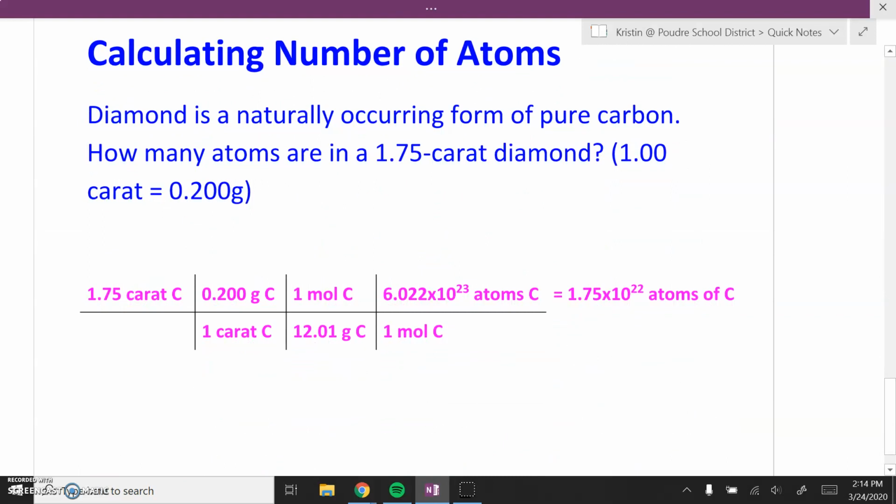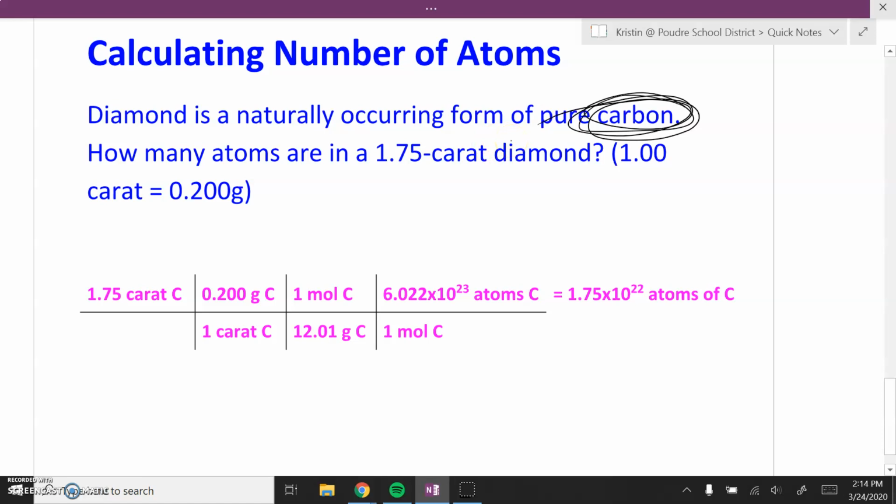Last but not least, we've got our diamond. And we want to find the number of atoms. So diamond is a naturally occurring form of pure carbon. So we're just assuming there's only carbon in there. How many atoms are in a 1.75 carat diamond? And 1 carat is equal to 0.200 grams.